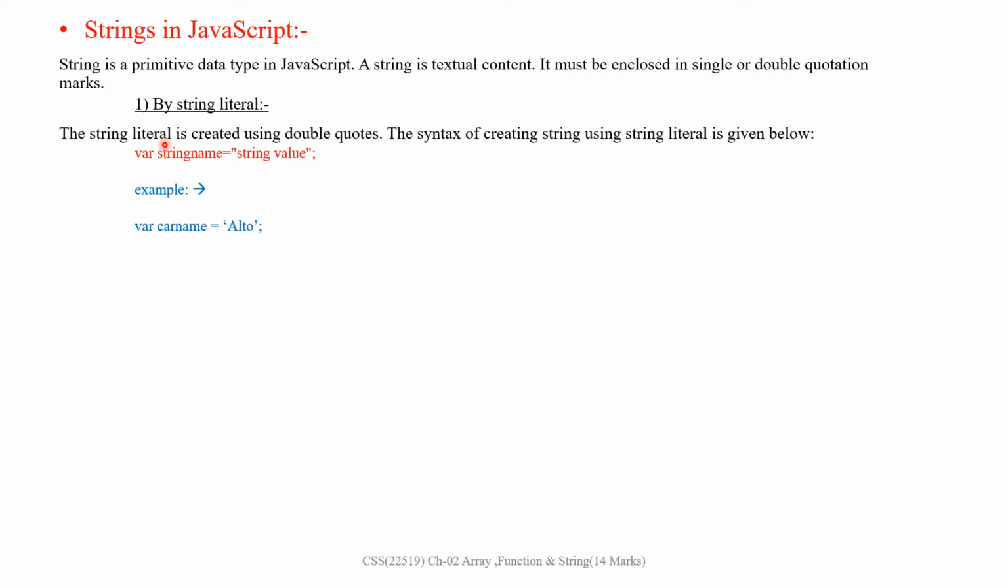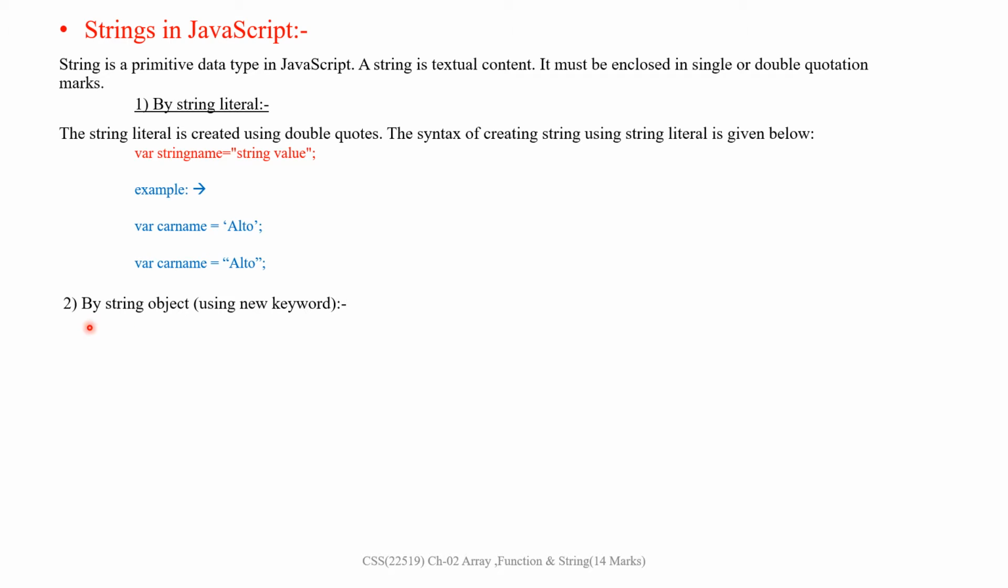The string literal is created using double quotes. The syntax of creating a string using a string literal is: var string name equal to, in double quotation marks, the string value. An example is var carname equal to "alto". This is in single quotation and this is in double quotation.